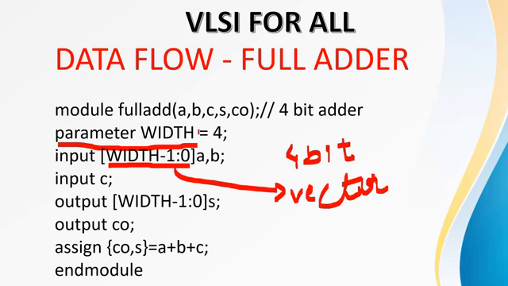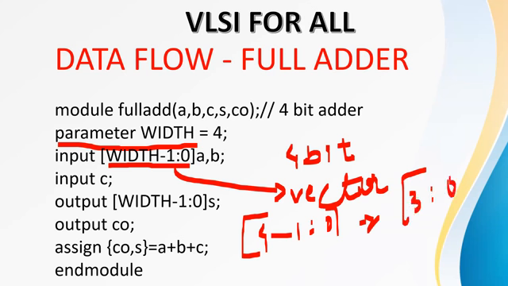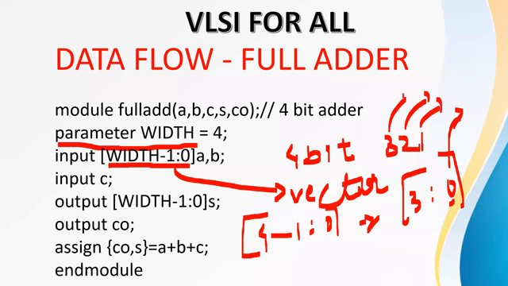Why are we defining the parameter? I'll let you know later. Let us get to know about the input width minus 1 down to 0, A comma B. Actually, in place of width, we should write 4 minus 1 down to 0, or we can write it as 3 down to 0. Okay, this indicates what? 0 is the first bit, 1 is the second bit, 2 is the third bit, and 3 is the fourth bit. So there are 4 bits here. This 3 is the MSB, and this 0 is the LSB.